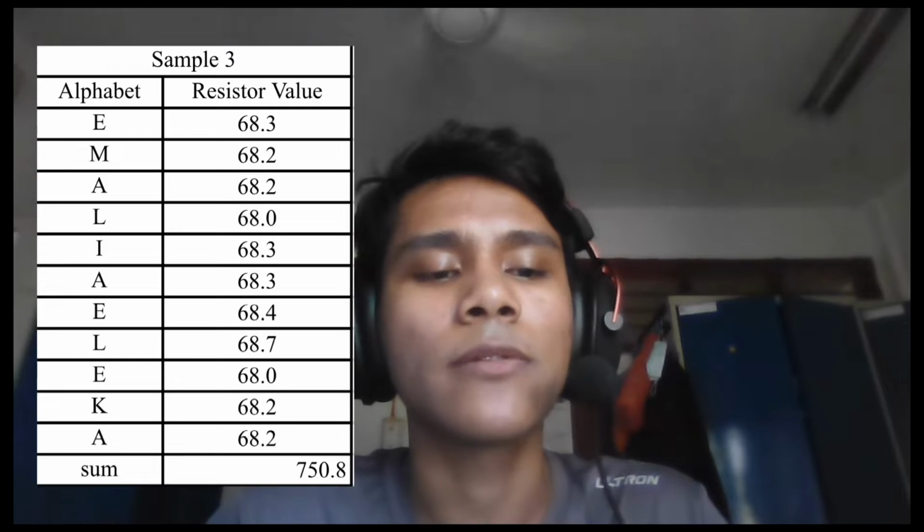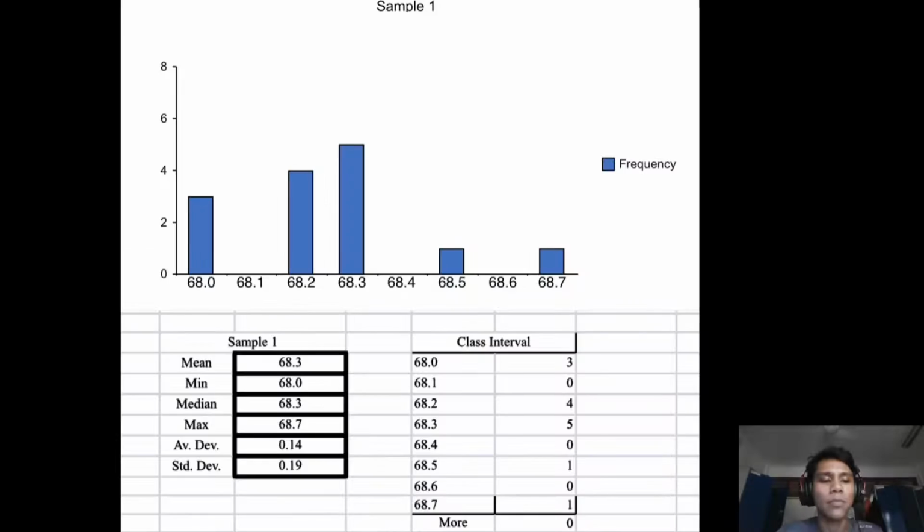For the first graph we have sample 1. We can find the mean, which is 68.3, the minimum, which is 68, the median 68.3, the maximum, which is 68.7, the average deviation, which is 0.14, rounded off to 2 decimal points, and the standard deviation 0.19.